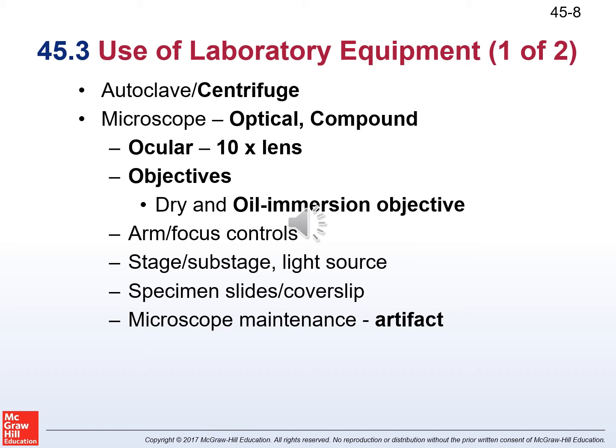Under the stage is a substage where the condenser is located along with the iris, which is a diaphragm that opens and closes like the shutter of a camera to increase or decrease the amount of light illuminating the specimen. The light source is usually built in, but in older microscopes, it may use a mirror to gather light to focus from and onto the microscope lamp.